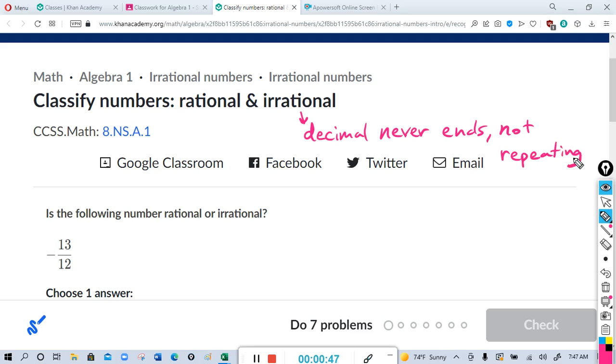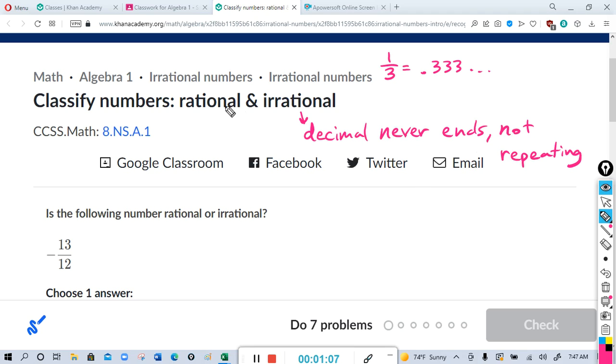Okay. So in other words, if you had 1/3, 1 divided by 3, that would be 0.33333 repeating, right? But that would be rational, okay? Because in order for it to be irrational, it would have to be a decimal that's not repeating.